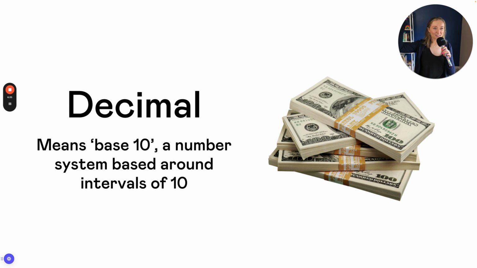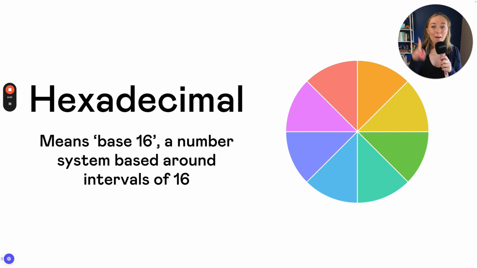Okay, so why hexadecimal? Why go with hex codes? Decimal, if we look at that word, literally means base 10. That's a number system based around intervals of 10. Think of most currencies. We reference currency in 10, 100, 1,000. That's a decimal system. But a hexadecimal system means base 16. That is a number system based around intervals of 16.